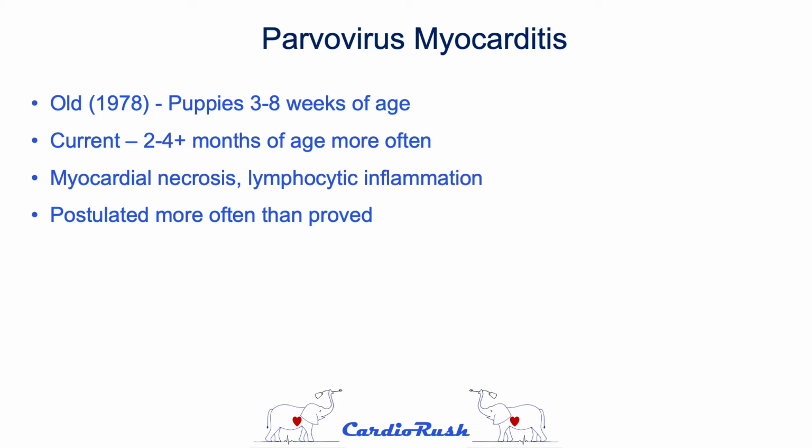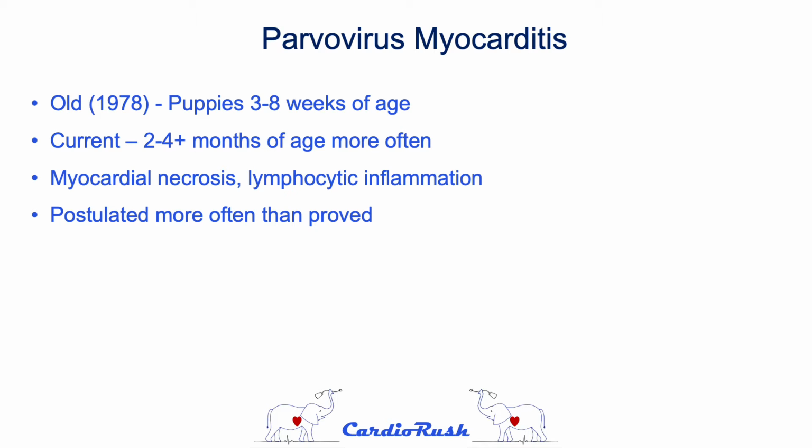So parvovirus myocarditis was perhaps first described in the late 1970s, where puppies 3 to 8 weeks of age died quickly with something that looked like cardiomyopathy. And we see less of that picture now, probably because many of the dogs carry antibodies against parvovirus.